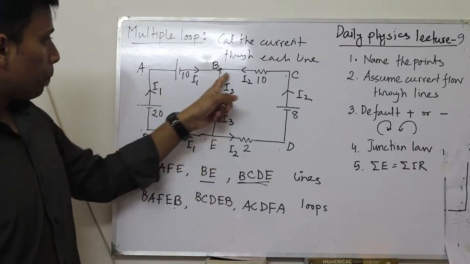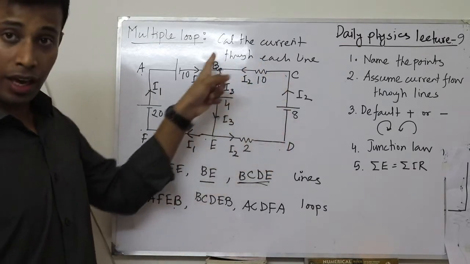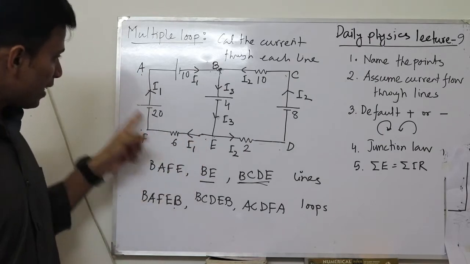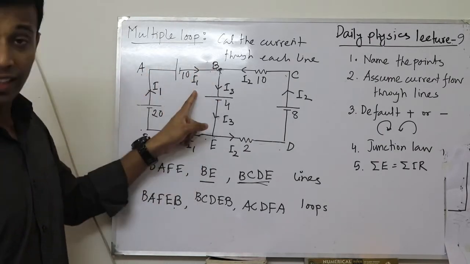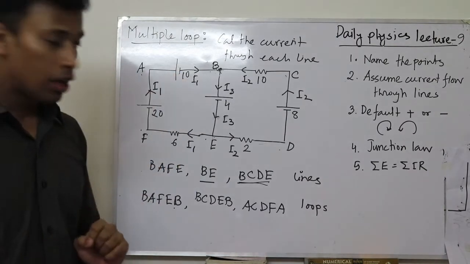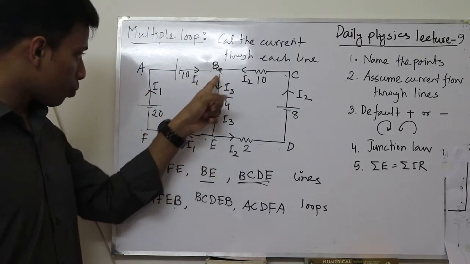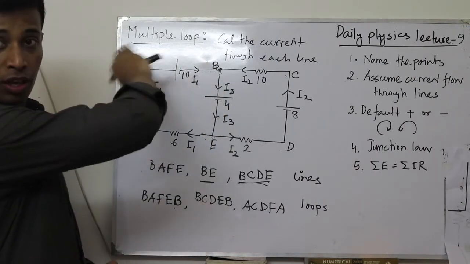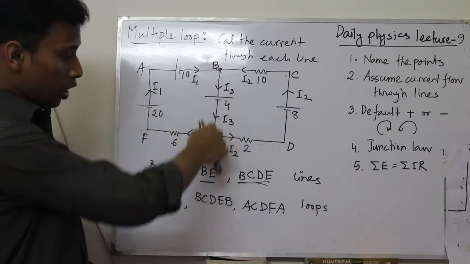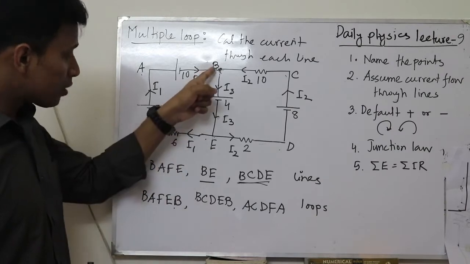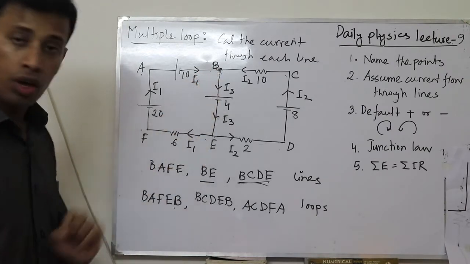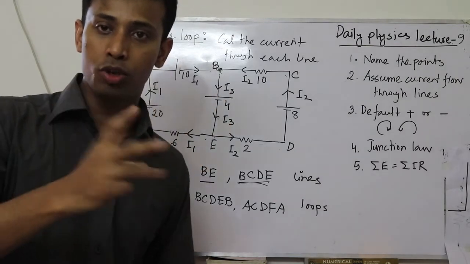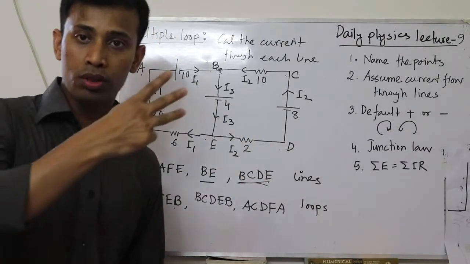Through B, C, D, E, the current is moving anti-clockwise, E, D, C, B path. Through this path, the current is moving clockwise and it's I1, E, F, A, B. And through this middle line, this current will flow from top to bottom. That means it's clockwise. If the current flows like this, it's from B to E, and through this middle point, the current is moving through B to E as I3. So I have assumed three currents flowing through three lines.